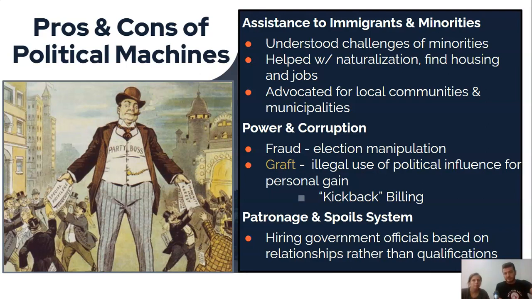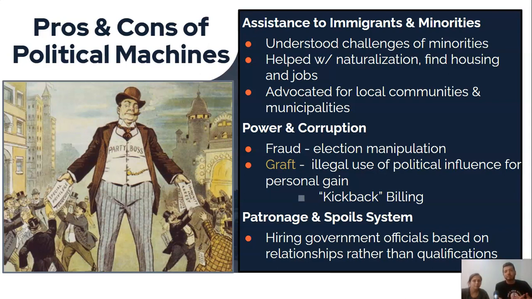So they're going to provide assistance to immigrants and minorities. They're going to understand the challenges they face. They're going to help them with the naturalization process, like the citizenship test that you guys are going to have to take. And they're going to help them find housing and jobs. They're also going to advocate for a lot of local communities and municipalities. And that's what's interesting, they're really focused on the very local level. We always think about the president and Congress, but the politics at the local level are really important to how it affects your life on a daily basis.